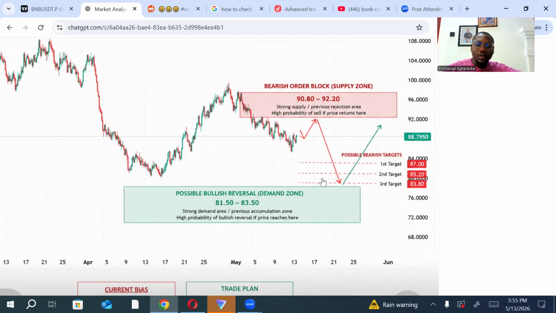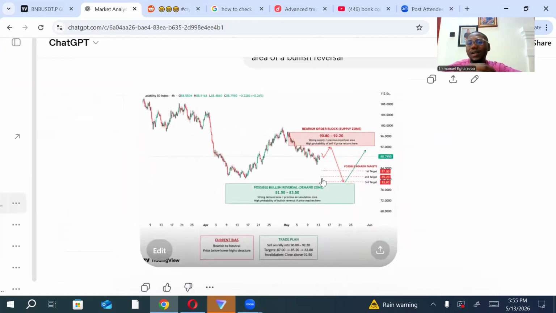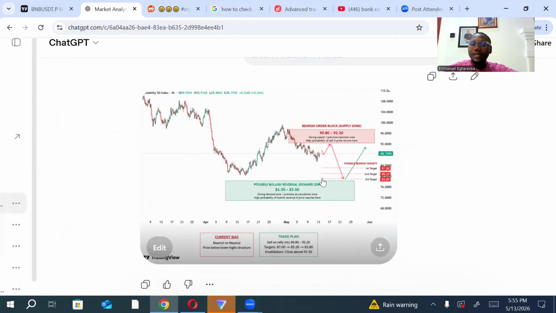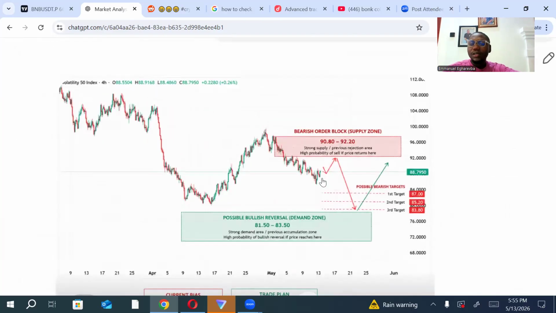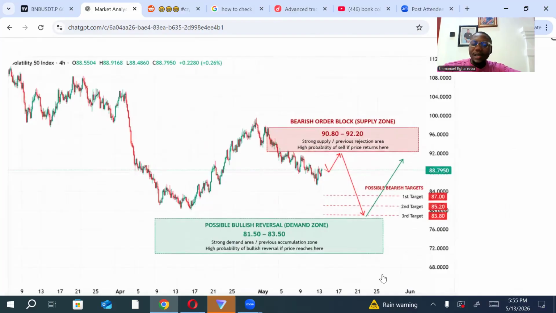So guys, this is how to use ChatGPT to analyze any chart. It's going to give you accurate analysis. You just have to know how to interpret these things. You just need to know how to interpret it and use it to your own advantage.